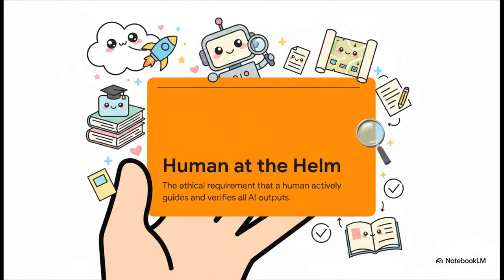And all of this really boils down to one essential concept: human at the helm. This is the ethical requirement that you actively guide, supervise, and verify all AI outputs. Your AI intern might build this incredible map of the literature for you in minutes, saving you literal months of reading completely irrelevant papers. But at the end of the day, you must be the ultimate authority. You are the one who reads the final papers, verifies the facts, and checks the citations. The responsibility always rests with the human.